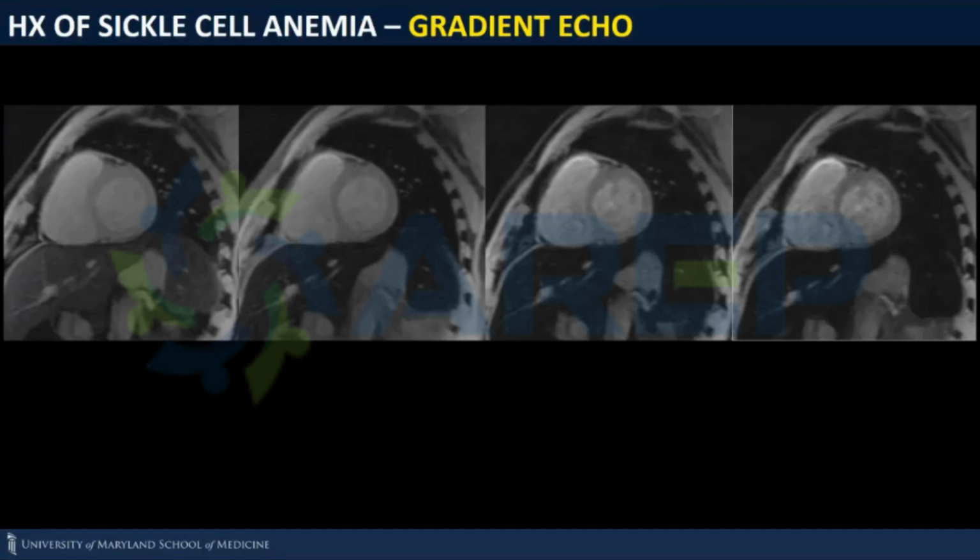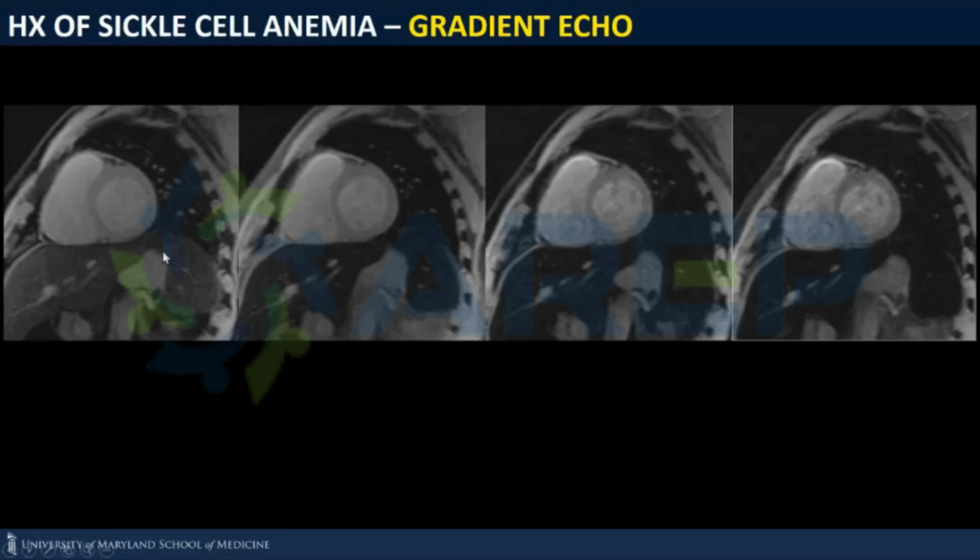Now here's a patient who has a history of sickle cell anemia. So what do we see here? These are multiple gradient echo sequences. We're taking the same slice location, but at different times. Now, even without doing any type of quantification, what can we see? Well, if we look at the liver and spleen, we can see that they rapidly lose signal over time, suggesting, obviously, that this is because of iron content. So there's definitely some evidence of hemosiderosis.